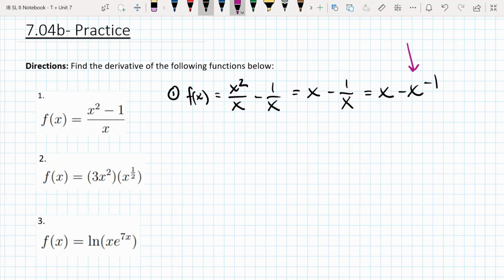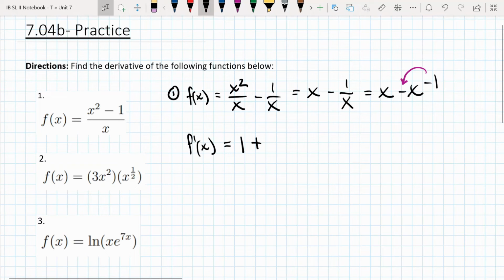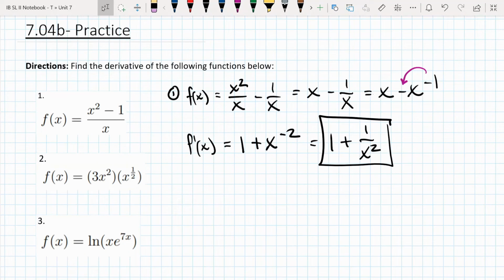All right, so now let's take the derivative. We've rewritten the function, and so the derivative is going to be the derivative of x, which is 1, plus the negative 1 will come down, become positive, x to the negative 2. And so this becomes 1 plus 1 over x squared. That's going to be our answer for this one.